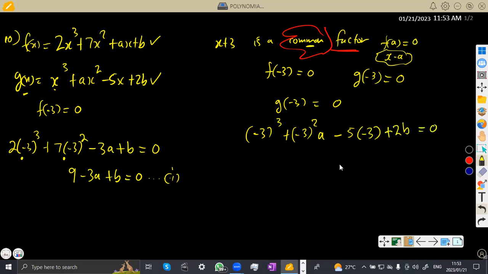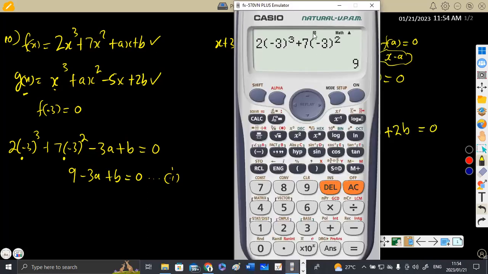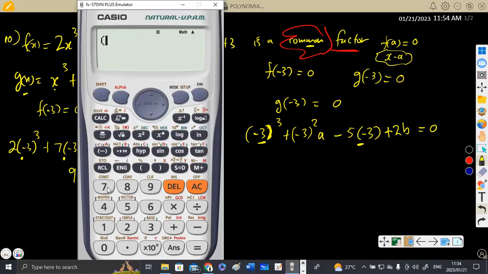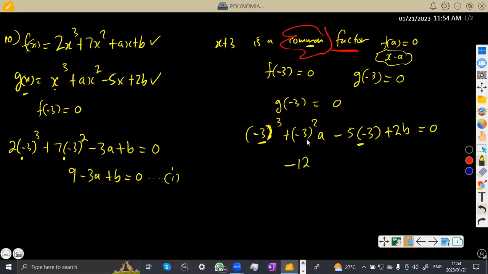So that is the consideration. We can simplify the numbers separately. The numbers that we are referring to in this case are minus 3 to the exponent of 3 and the minus 5 times the minus 3. These are the only direct numbers that we have. So minus 3 to the exponent of 3, whatever we get, we subtract minus 5 into minus 3, which is going to give us negative 12. Then minus 3 squared is positive 9, so it's going to be positive 9a plus 2b is equal to 0, which is the second equation.